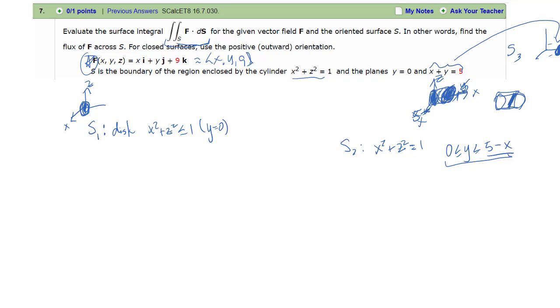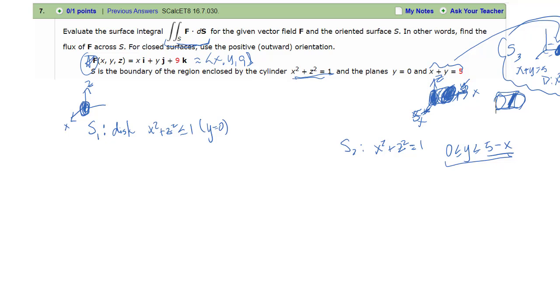So we can describe S3 as the plane x plus y equals 5. But then our domain is going to restrict us within this disk. So our domain is going to be x squared plus z squared is less than or equal to 1. We will deal with this a little bit later. Let's tackle the first two surfaces first.